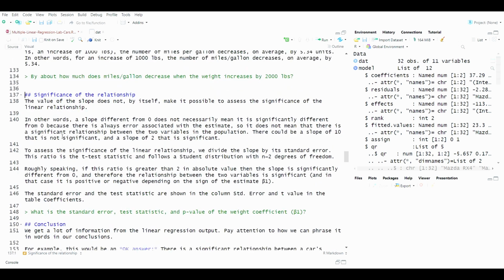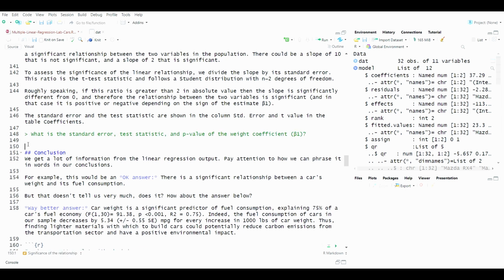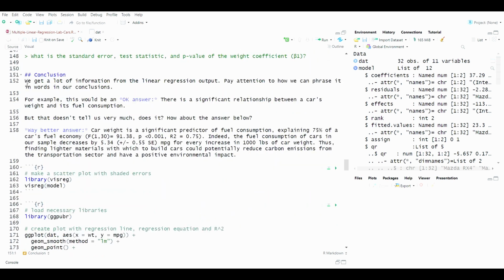Not here. Here. Tell me what those are. Then I'll scroll down to the conclusion for our simple linear regression.